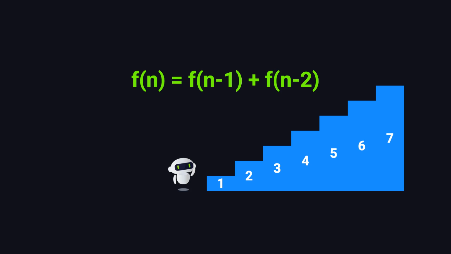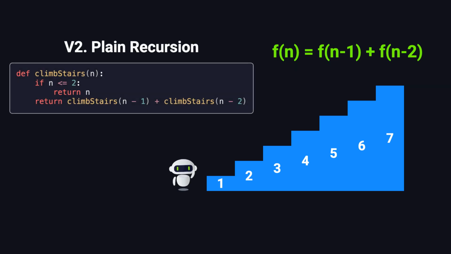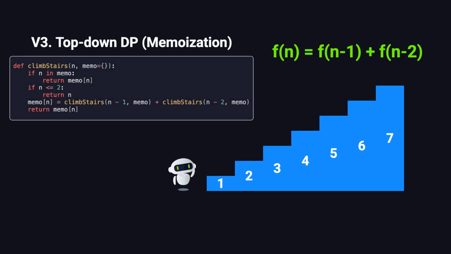So, to wrap it up, climbing stairs is a classic dynamic programming problem, and it's a great starting point for learning the technique. We explored 3 different approaches. The first is bottom-up dynamic programming with iteration. It's fast, clean, and very efficient. The second is plain recursion. It's simple to write and easy to follow, but it's also slow. The third is top-down dynamic programming with memoization. It keeps the clarity of recursion while adding the speed of dynamic programming.